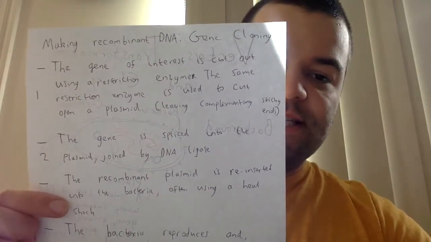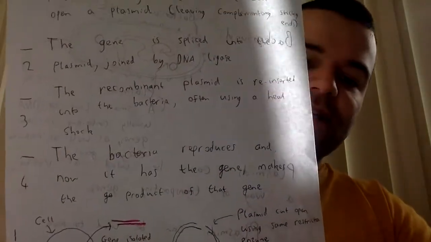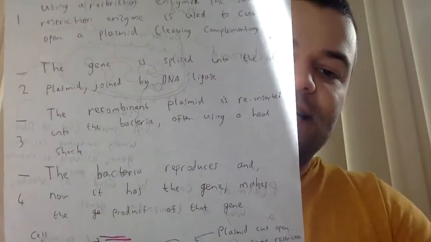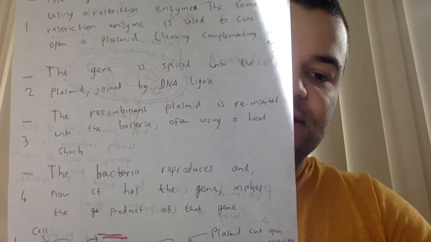We then reinsert the recombinant plasmid into the bacteria, often using what we call a heat shock, which is basically where we make it really cold and then really warm very quickly. And what that does is that it makes the cell wall and the cell membrane of the bacteria much more permeable, allowing the plasmids to get back into it, hopefully. And then we allow the bacteria to reproduce, and as it now has a new gene, it makes the product of that gene as it reproduces.